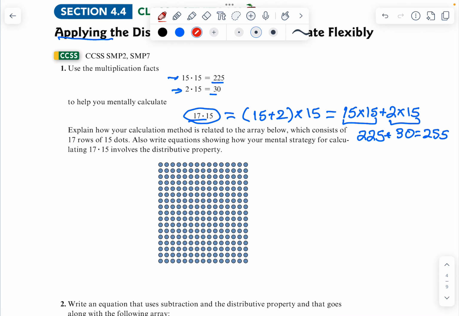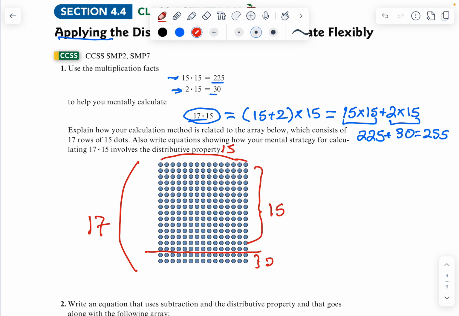But we can go ahead and divide this array that has 17 rows, right? So here we have 17 rows of 15 dots or units in each row. So I want to find 15 groups of 15. So if I split this array right here, I have my 15 groups, and then I have my 2 groups. Kind of fix that line a little bit.